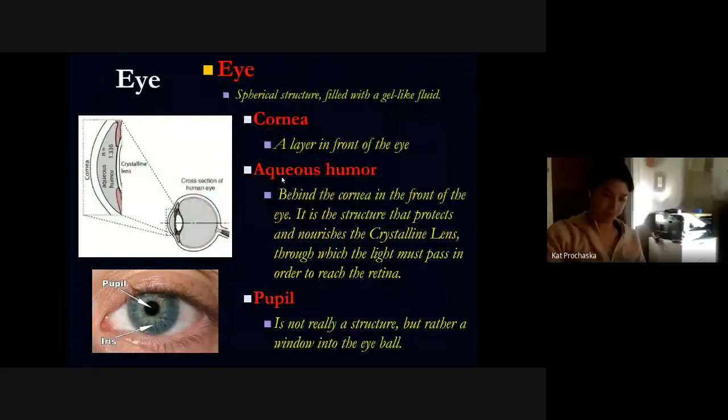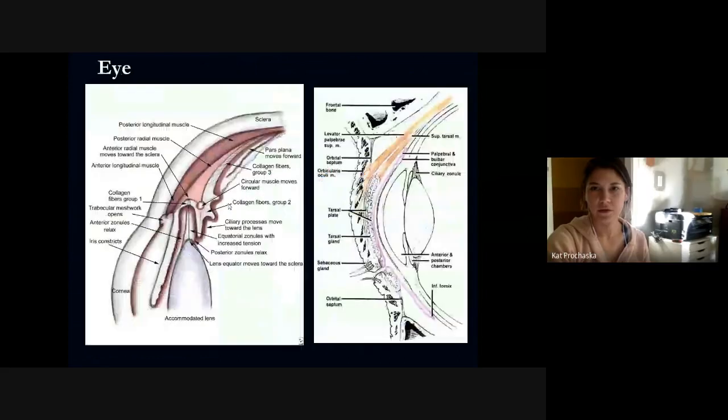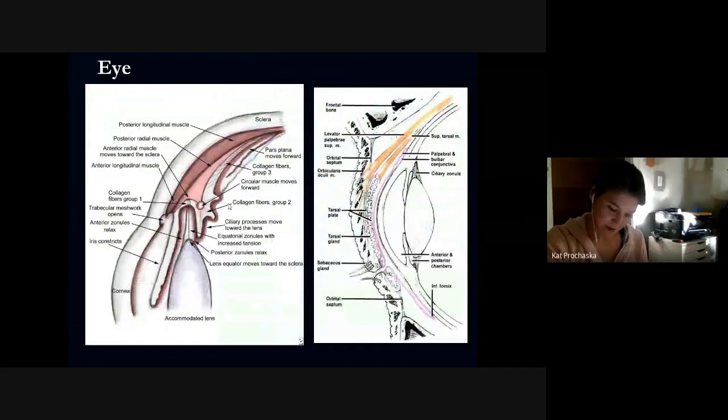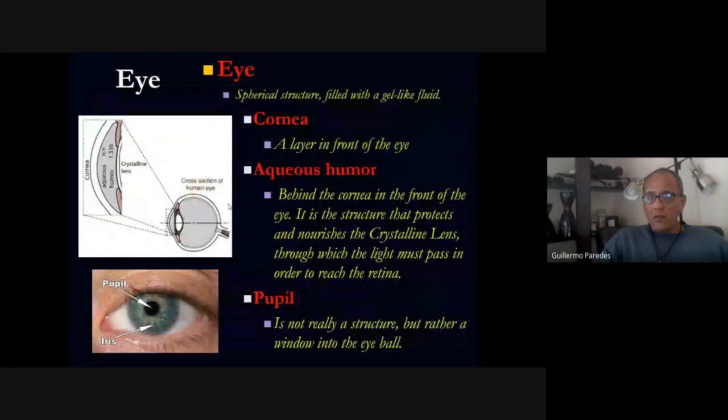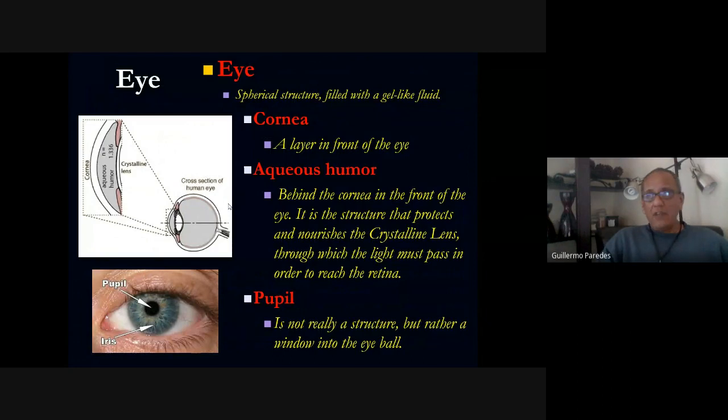All right. So we have the aqueous humor. We already know what produces the aqueous humor. For the third time, who is it? The ciliary body. The ciliary glands are going to be part of the ciliary body. You okay with that? All right.